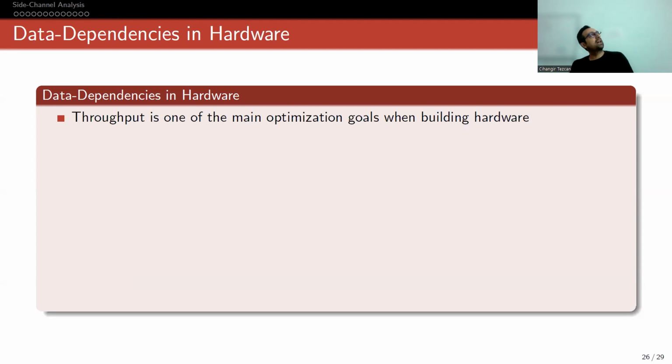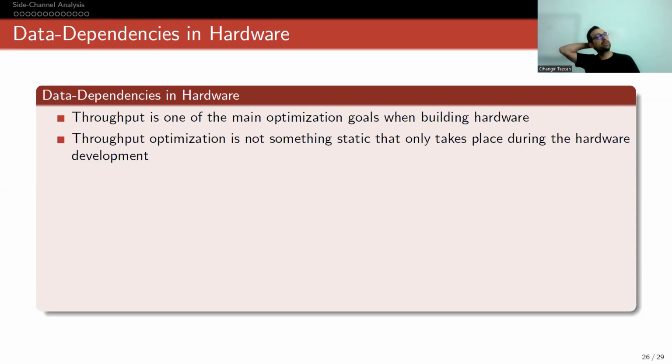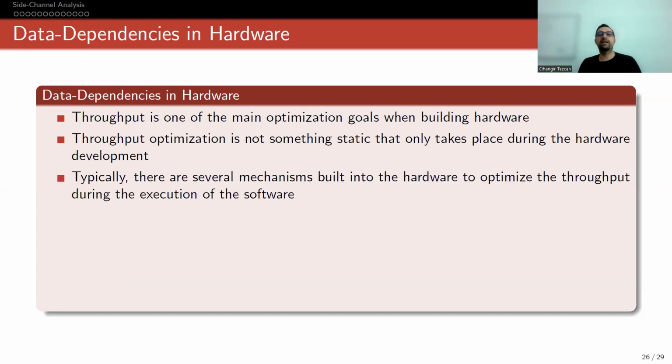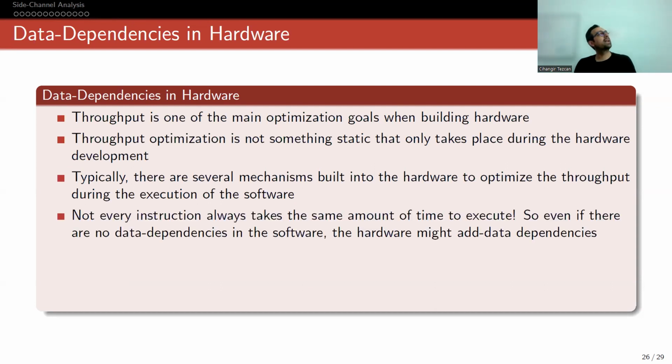Data dependencies in hardware. The previous one is for software. Throughput is one of the main optimization goals when building hardware. Throughput optimization is not something static that only takes place during the hardware development. Typically, there are several mechanisms built into the hardware to optimize the throughput during the execution of the software. Not every instruction always takes the same amount of time to execute. So this is very important.